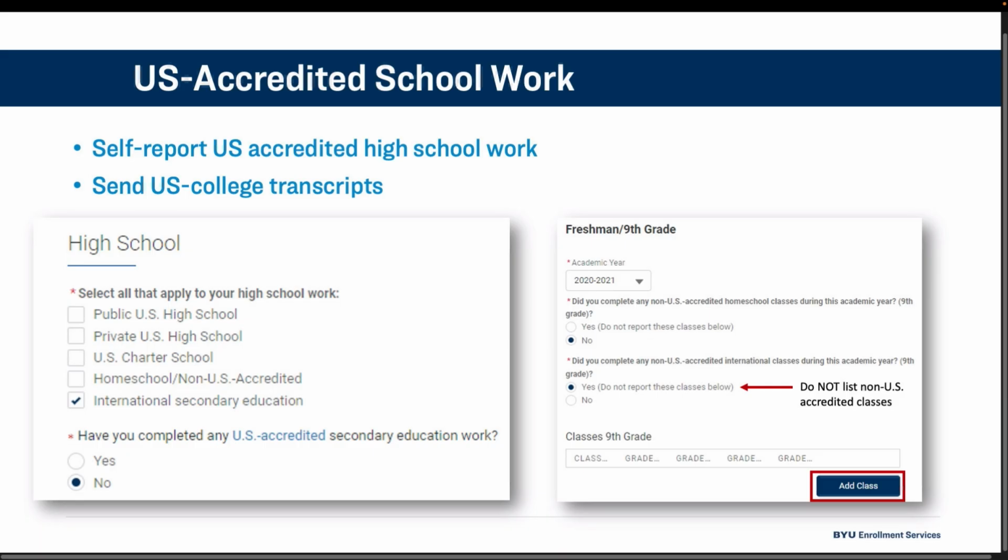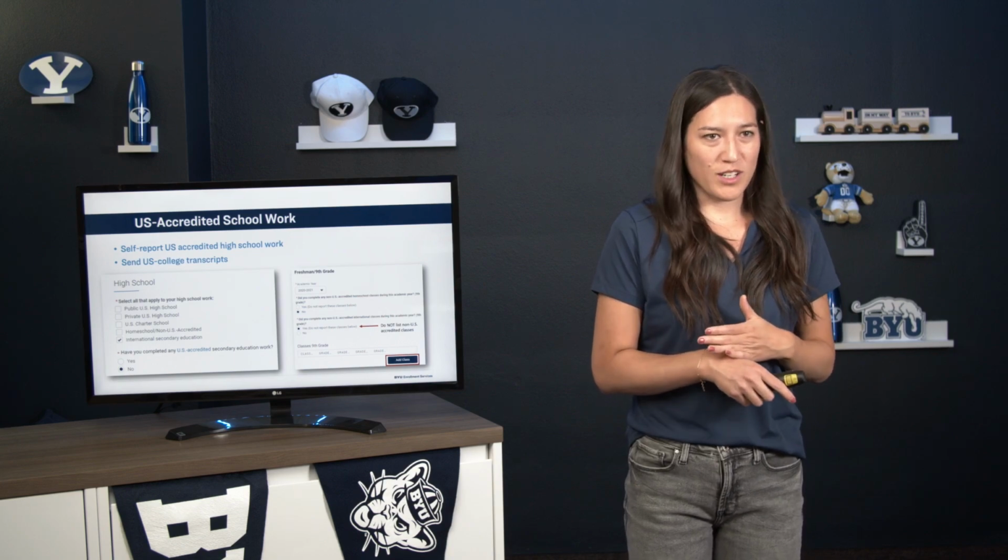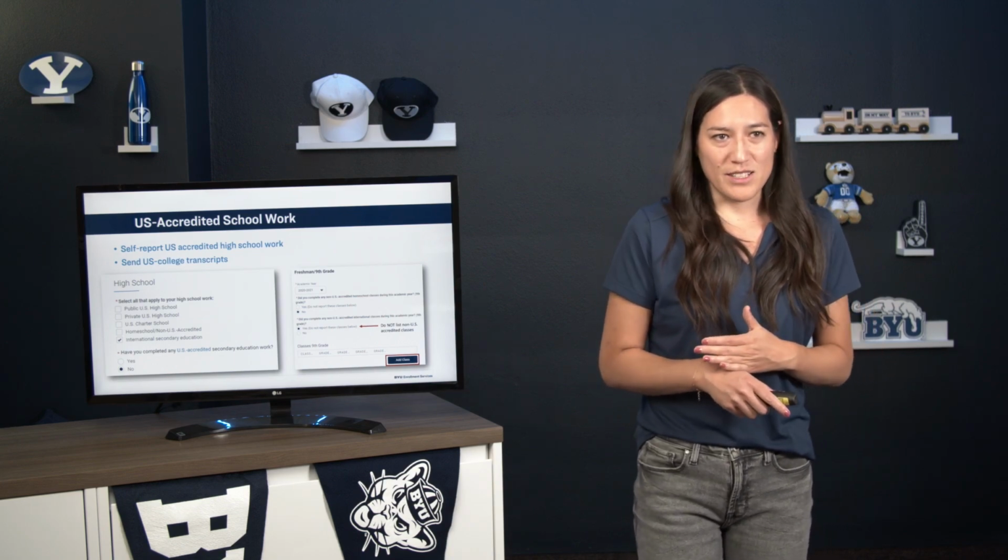So as you can see, on that page, under every year of high school, 9th, 10th, 11th, and 12th, it'll ask you if you completed non-U.S. accredited schoolwork or not. So if, for example, for your 9th and 10th grade, you did that internationally at a non-U.S. accredited school, you'll say that, yes, I completed non-U.S. accredited schoolwork this year, and then you will not report your schoolwork on this page.